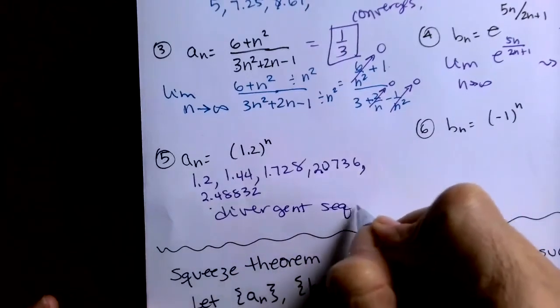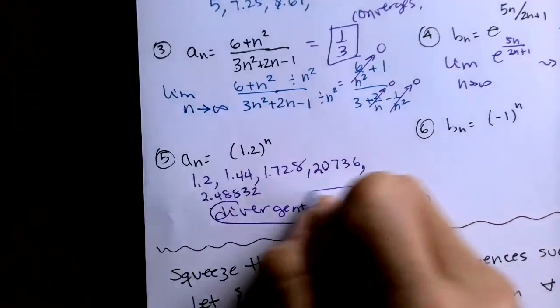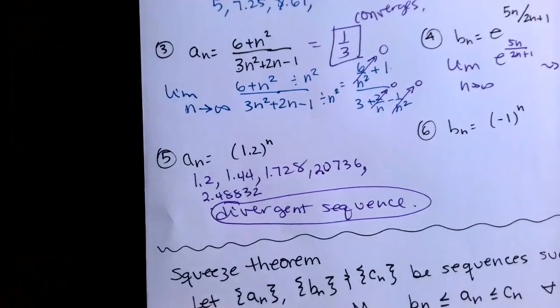sequence. And I don't know if you guys noticed or recognized what kind of a sequence this is, but this would be a geometric sequence. There's that common ratio of 1.2 between each of the terms, right? And so as a rule, a geometric sequence will diverge if that ratio is bigger than 1. So in this case, our ratio is 1.2, right? So this one would diverge.